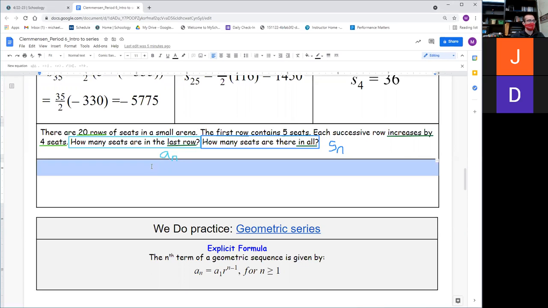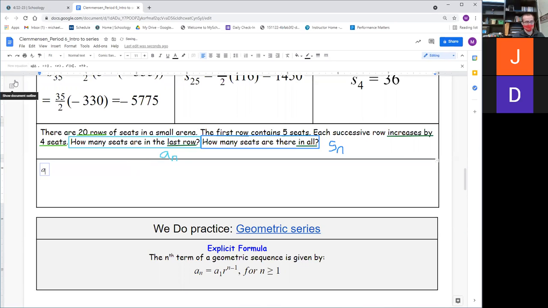All right, to find a sub n, I need to use my formula. a sub n equals d times n minus 1 plus a sub 1. So now I know what I'm looking for in the first problem. I need to find d, I need to find n, and I need to find a sub 1.